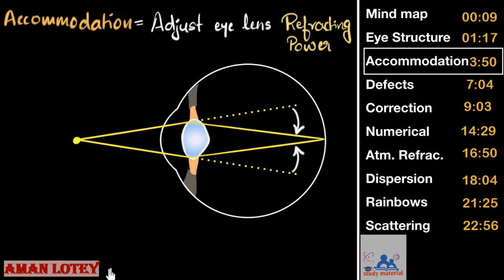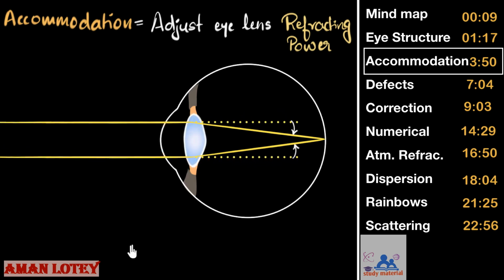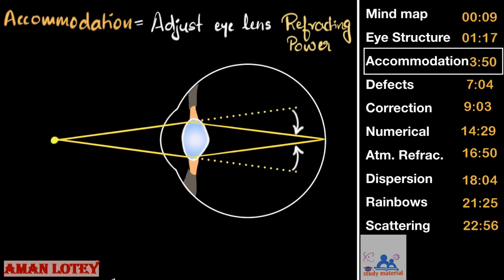And of course, when the object goes far away, the eye lens relaxes, the ciliary muscles relax, decreasing the refracting power. When the object comes closer, it bulges, increasing the refracting power. This is accommodation brought to you by ciliary muscles. But there's a limit to this.